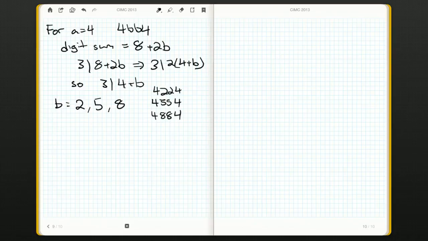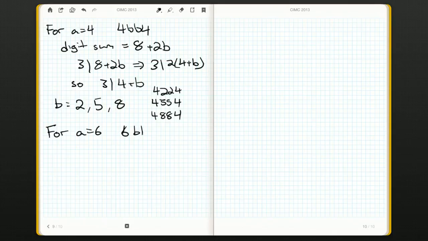And if we wanted to stop and grab our calculator, we could test, is 4,224 divisible by 6? And we'd check. Here we go. 4224 divisible by 6. Yep, it comes out to be 704. So 704 times 6, 4224. We have 2 more cases to go.